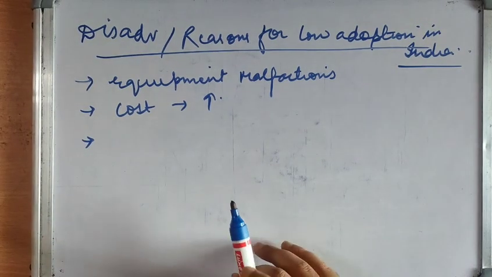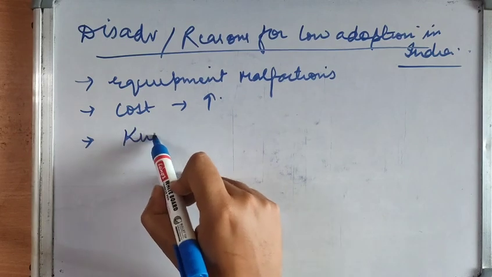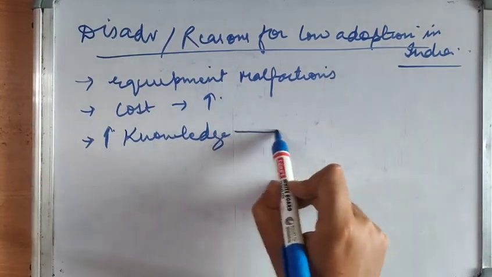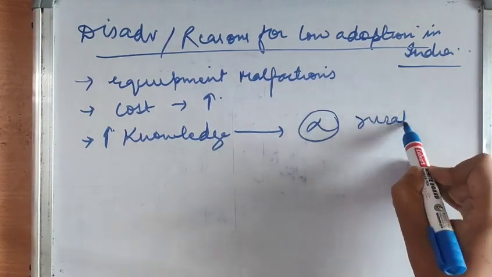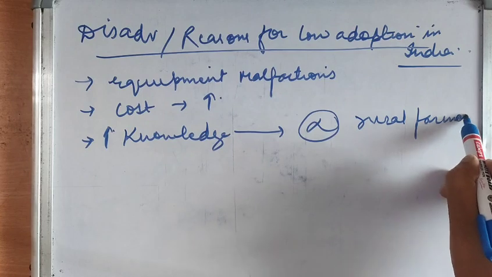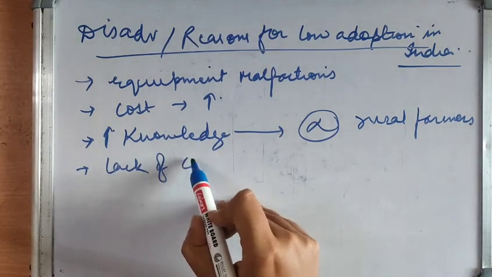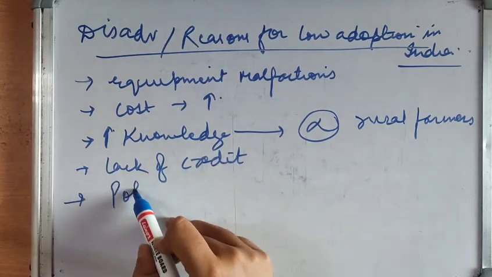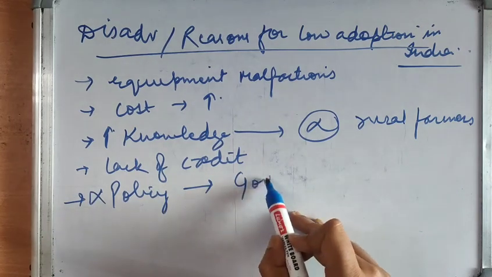Knowledge of various factors is required to efficiently control climate inside the greenhouse. High knowledge is required, which is lacking among our rural farmers. Lack of credit, less policy implementation. There is less policy related to greenhouses implemented by the government.